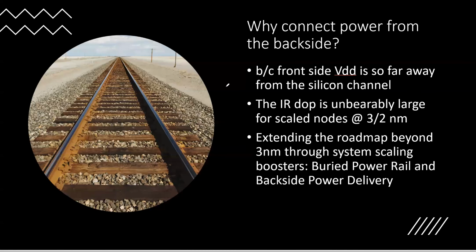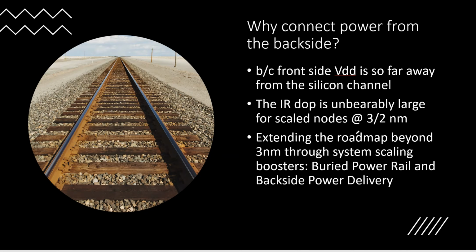Then the bottom line is, why connect power from the backside? Now, the front side VDD, we put it there, it's so far away from the silicon channel. And the IR drop is unbearably large for scaled nodes. So if you want to apply backside PDN, it happens at 3 or 2 nanometer. You cannot do it now. The process is too immature right now to do it. And so for the extreme nodes, they will do it for the 3 and 2 nanometer.